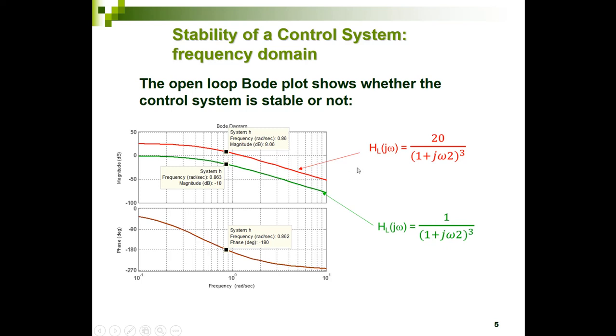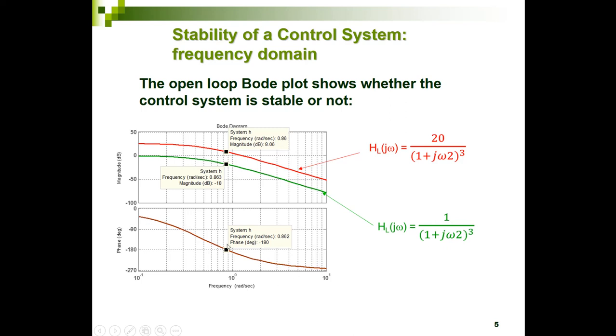Suppose that HL, so the combination of all the blocks in the loop, has this transfer function. And we are going to look to the same situation where we have the same transfer function, only the gain is lower. Well, first of all, let's look to the phase plot. This is a third order system. So that third order system can have at the end, at very high values of omega, a phase of minus 270 degrees. And remember, the phase for both systems is the same, because it's minus 3 times the arctangent of omega times 2 divided by 1.